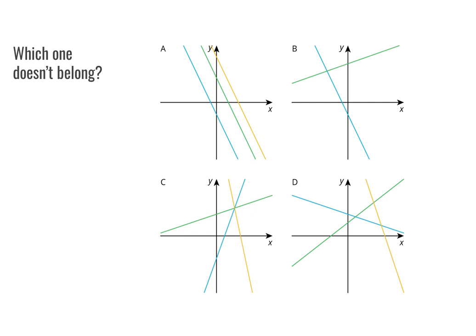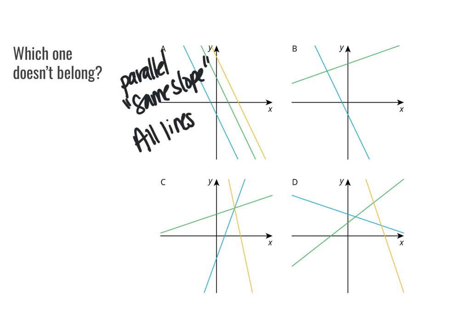So one thing that I noticed is that all of these lines are parallel, which means they all have the same slope. What else do I notice? I noticed that all three lines are negative. So all lines have a negative slope. Let's look at B. What makes B different? Well, B only has 2 lines instead of 3.